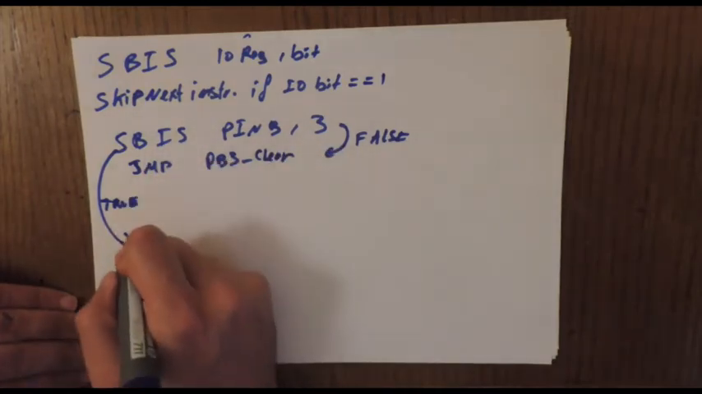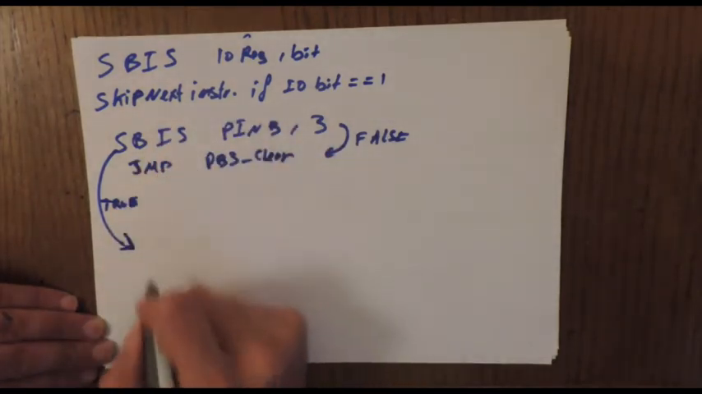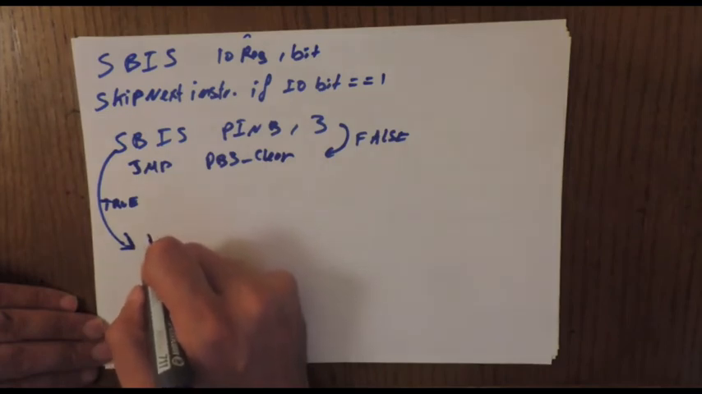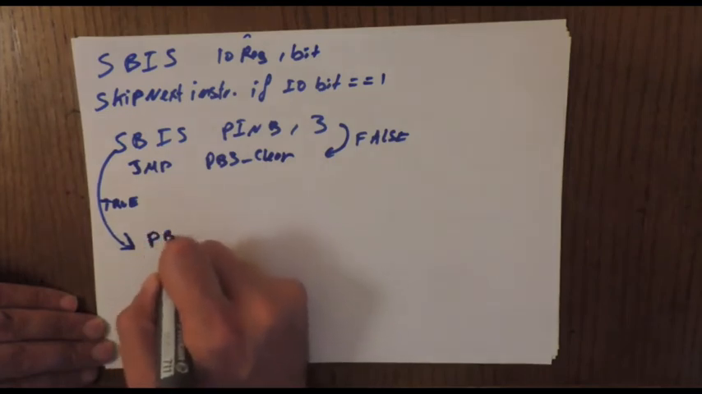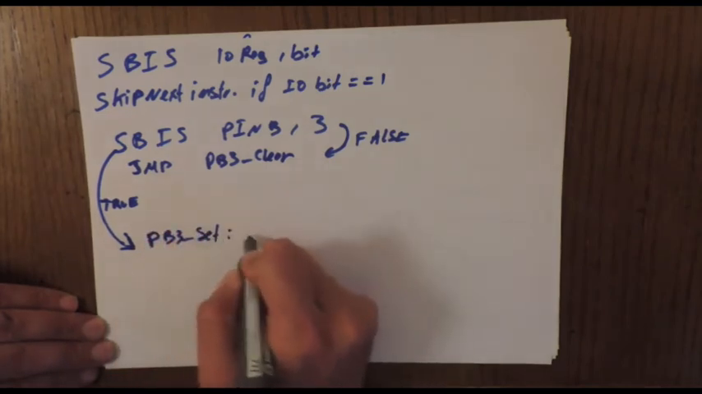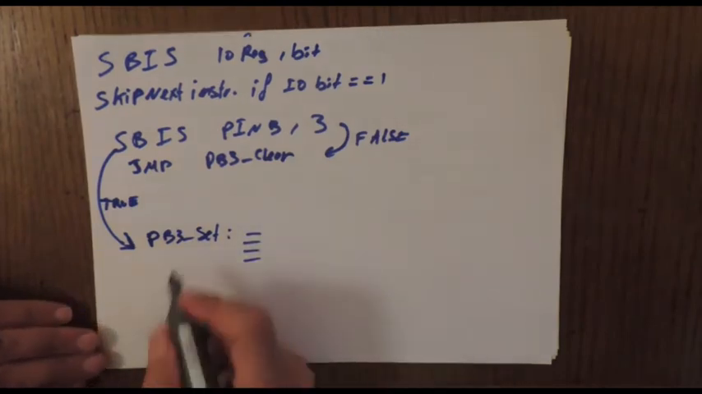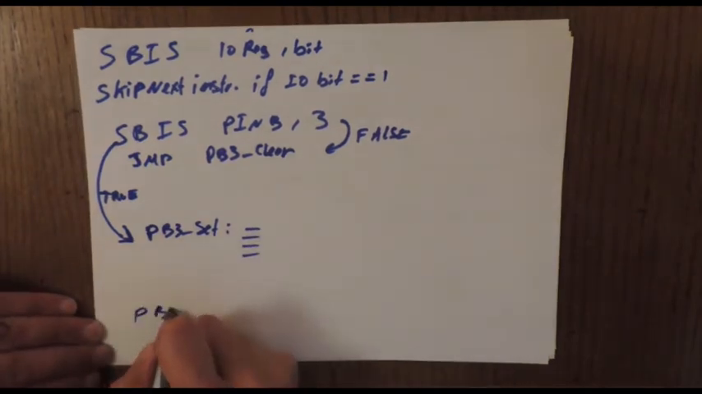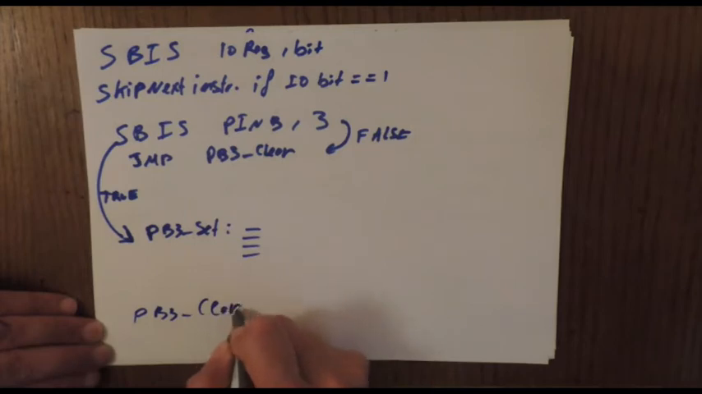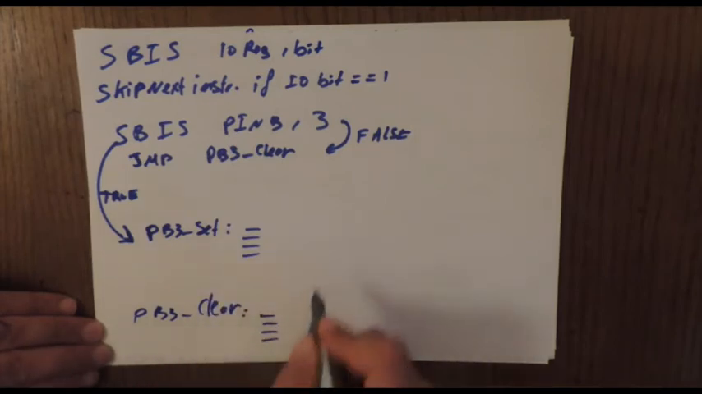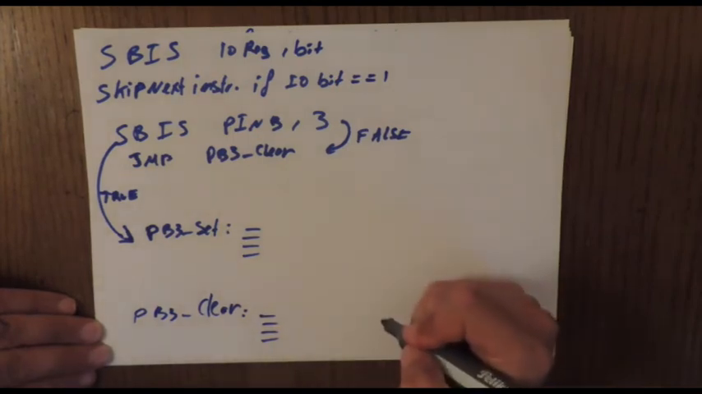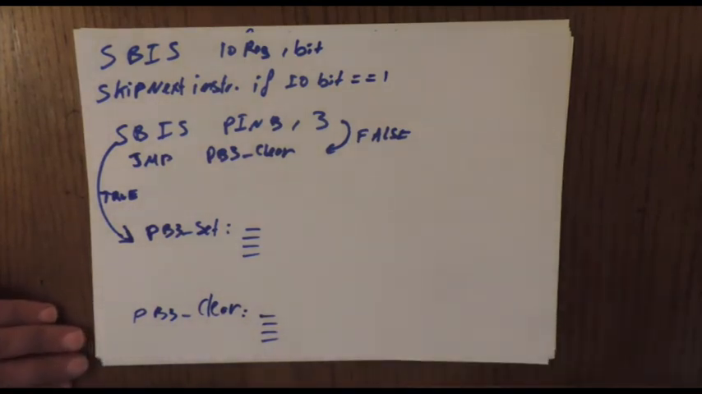In this case, if it's true, I'm gonna skip this instruction and go to PB3 set, do whatever I want, and somewhere will be PB3 clear, and here I'm doing the if else again. Okay, so with SBIC and SBIS, I can do some setting and resetting based on a condition.